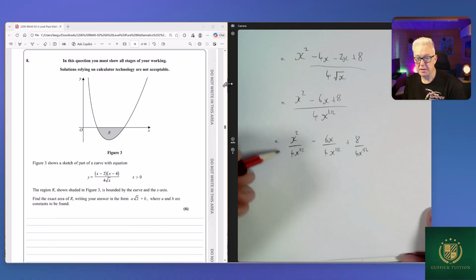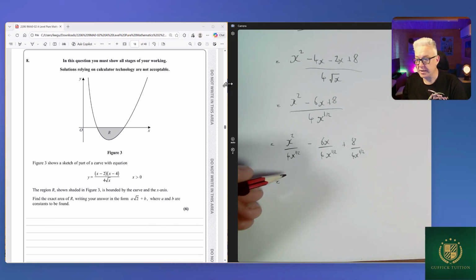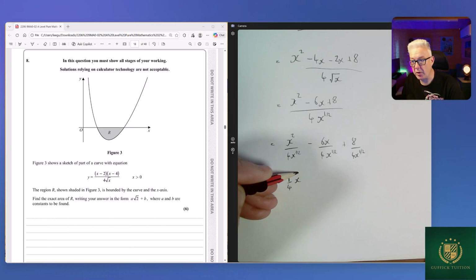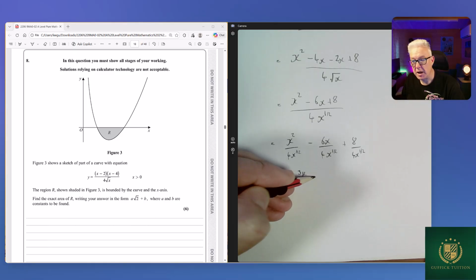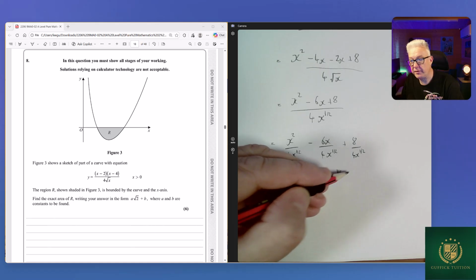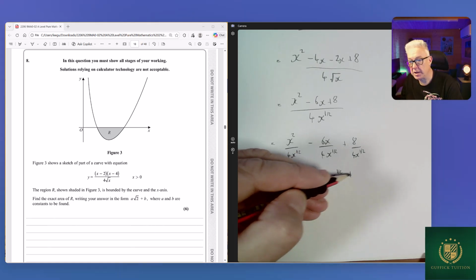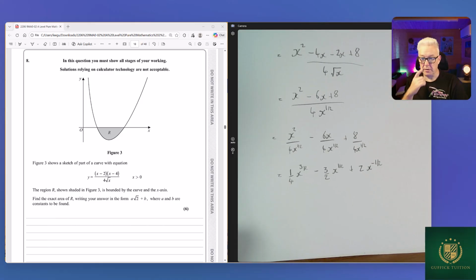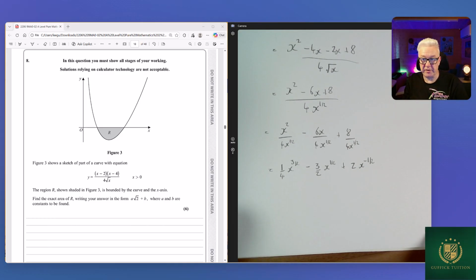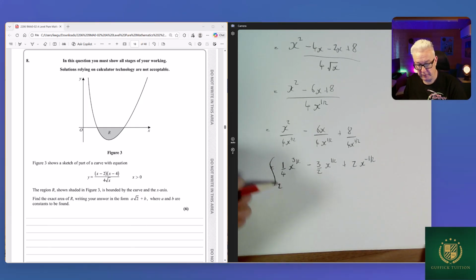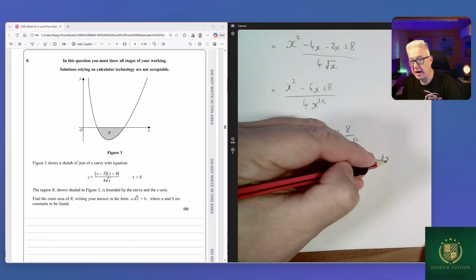Great. So when I take those powers away from each other, that is 1/4 x to the power of 3 over 2, minus 3 over 2 x to the half, plus 2 x to the minus a half. So that's our expanded and simplified expression. Now we're integrating this whole thing between 2 and 4 with respect to x.